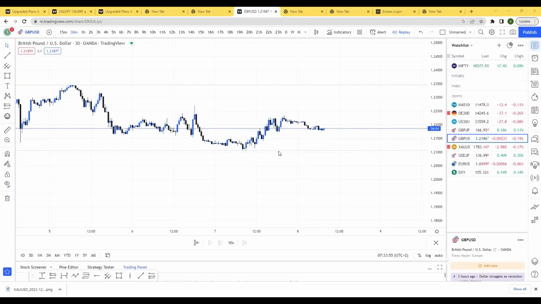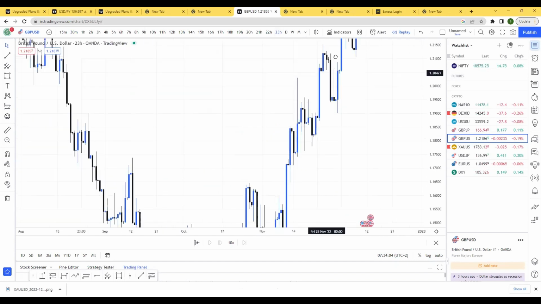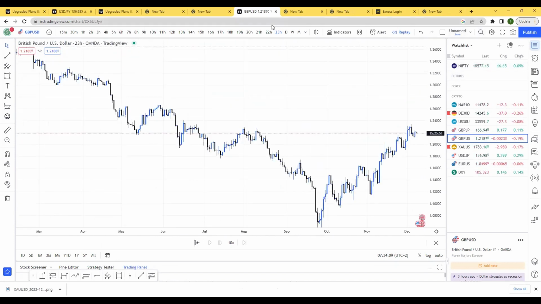So guys, as you can see, I wanted to go to this time frame here. So guys, you go to the 23 time frame. I like the 23 time frame because it has all the liquidity that you need. You understand? It has all the liquidity that you need. The 23 time frame is very good for all currencies.